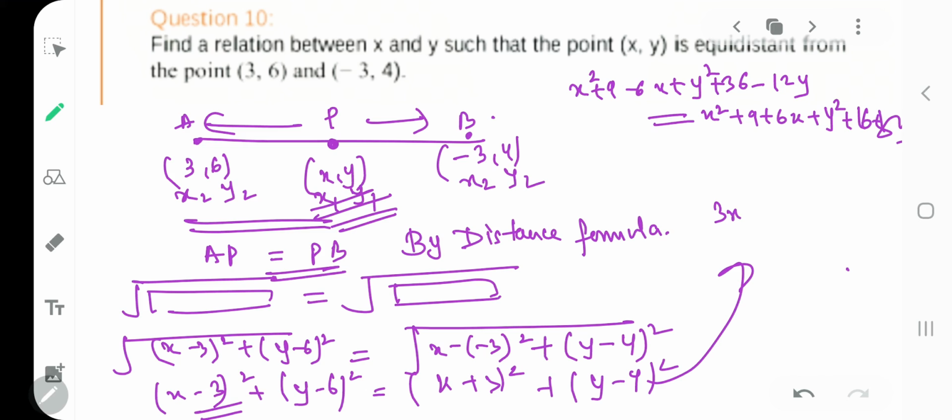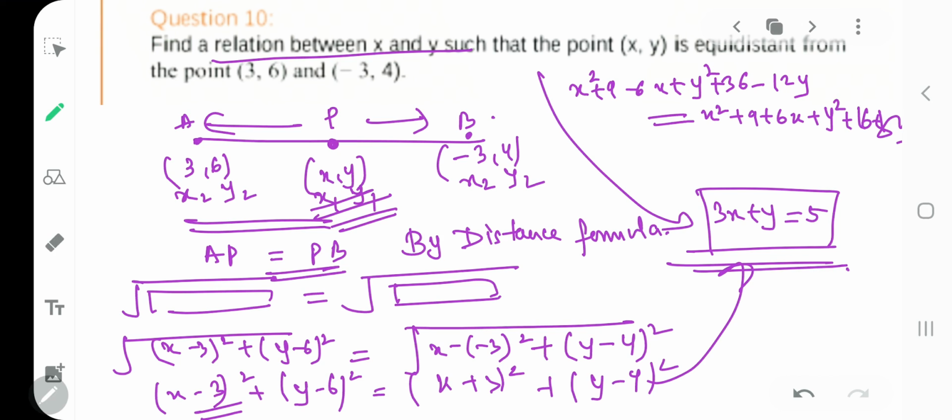You will get 3x plus y is equal to 5. Okay, that means you got a relation between x, y. This is what they have asked. They have asked the relation between x, y, and this is your relation. You can limit your answer till here.